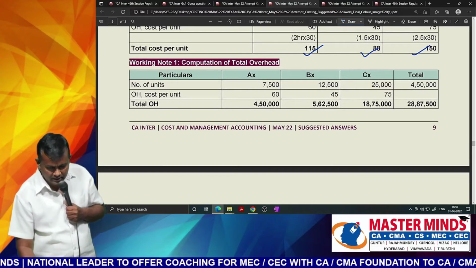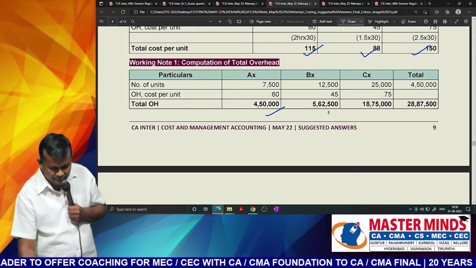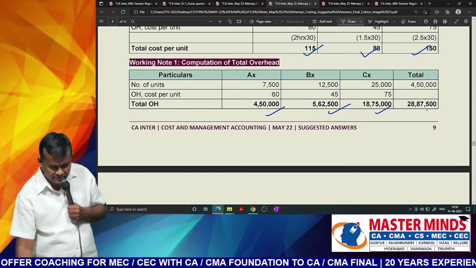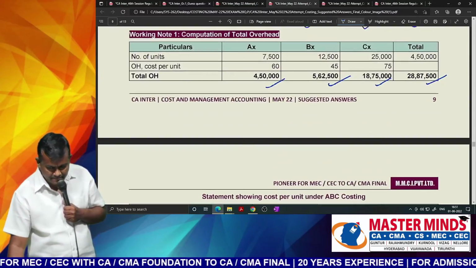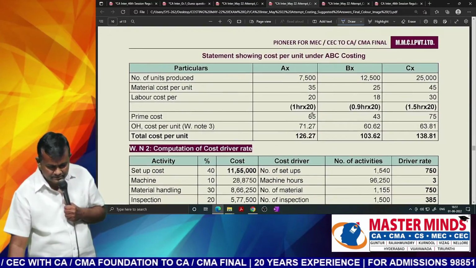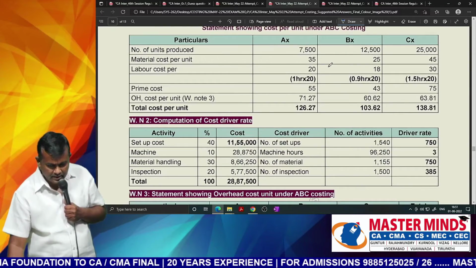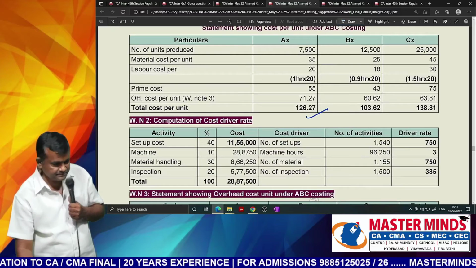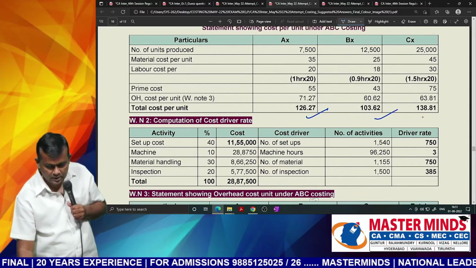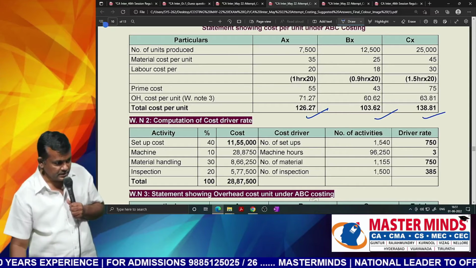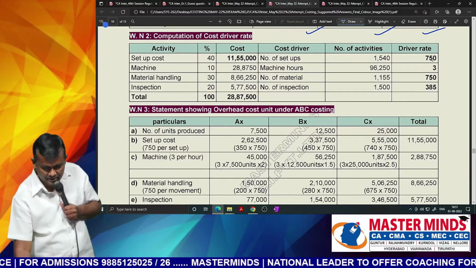Here the total overhead amounts: 4 lakhs 50, 5 lakhs 62,500, 18 lakhs 75, 28 lakhs 87,500. Right. Statement showing cost per unit under ABC: 126.27. Check it. 103.62. Next, 138.81. Okay. Right.